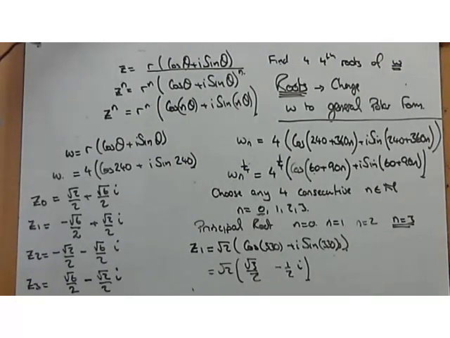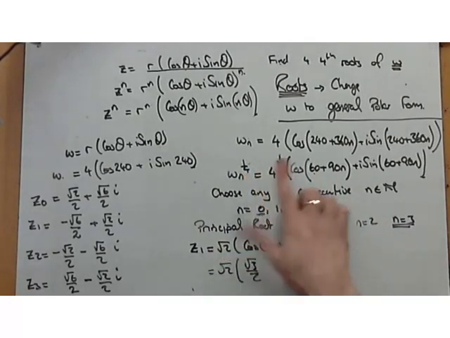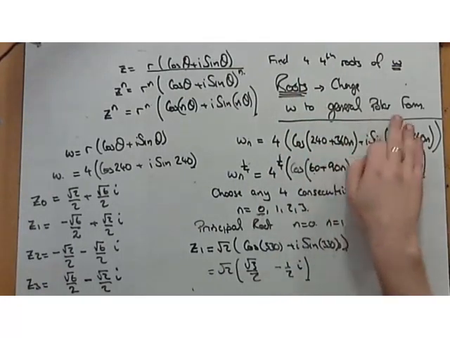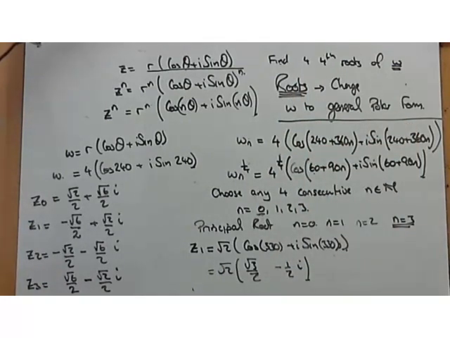Whole powers are easier to find because we don't have to go to general polar form. But if you're looking for roots, you have to do it in general polar form. It has to be done in that format. Okay?